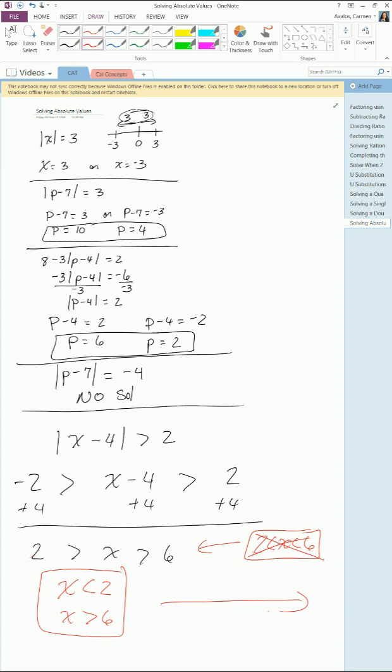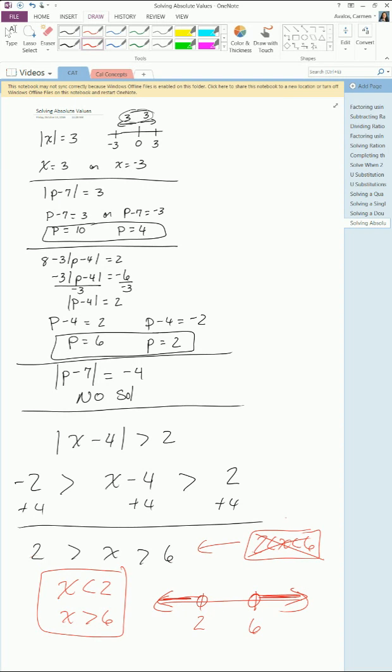So when you graph it, you're going to have it at 2, you're going to have it at 6, so it's going to be an open circle. That might look like a closed circle. Hold on. So it's going to be an open circle because it's not equal to, and then it says it's going to be less than 2, and this is going to be greater than 6.